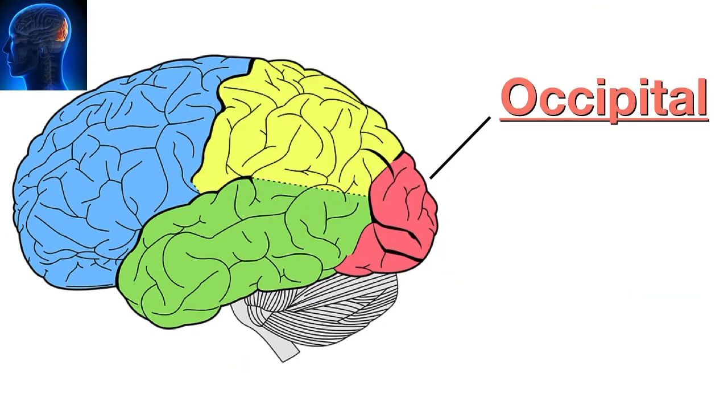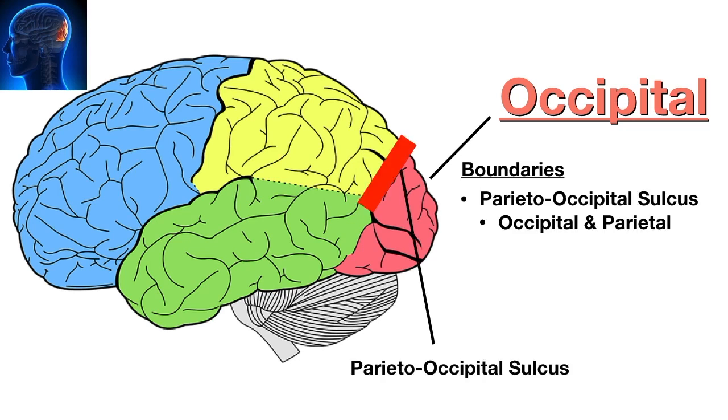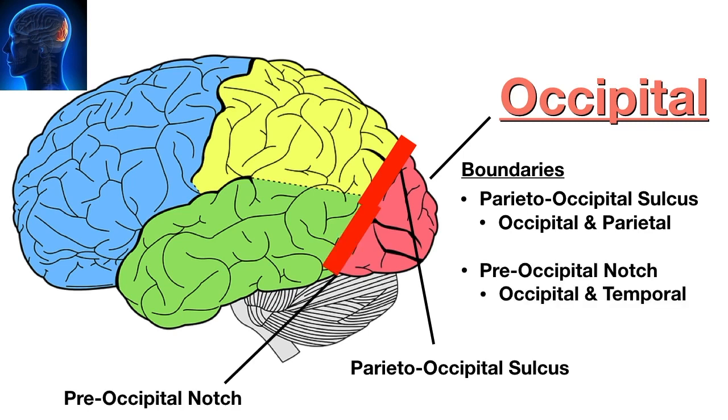The occipital lobe is located in the back of the brain, and there's a couple boundaries to know here. The first one we already talked about, which is the parieto-occipital sulcus, and this is going to separate the occipital lobe from the parietal lobe. The second boundary is not an actual sulcus, it's more of an imaginary line. There's a small notch where the temporal lobe and occipital lobe meet. It's known as the preoccipital notch. And if you can imagine drawing a line from the preoccipital notch up to the parieto-occipital sulcus, that's going to be the boundary between the occipital and temporal lobes.